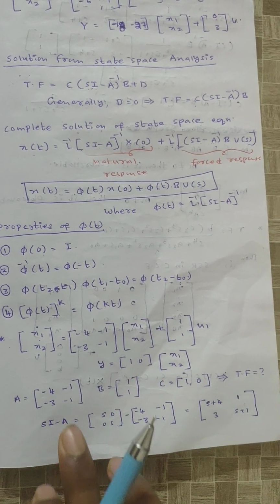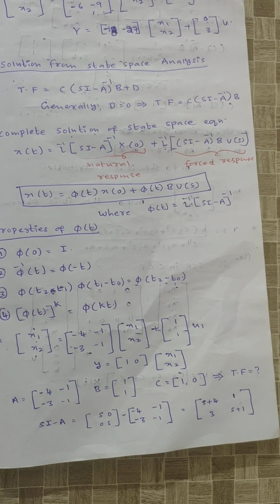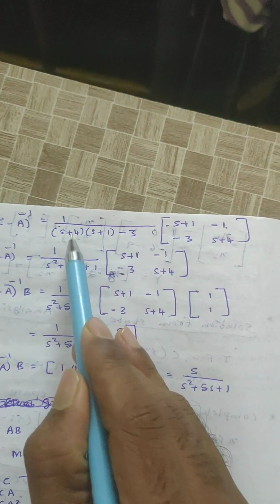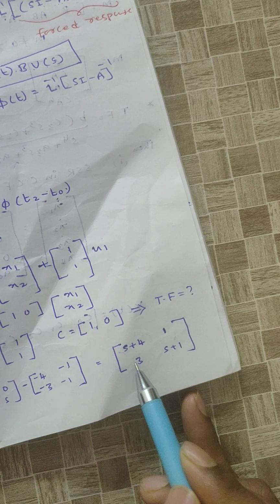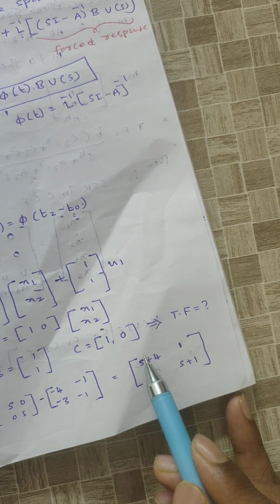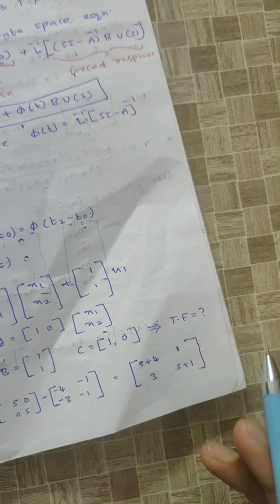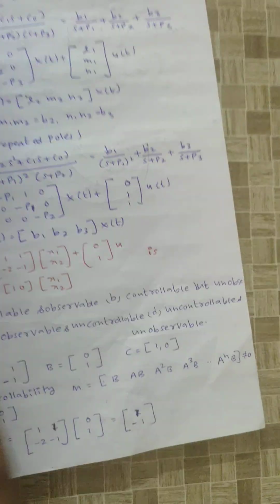Next, I need to calculate sI minus A whole inverse. A inverse is nothing but adjoint A by det A. That formula gives sI minus A whole inverse, and det A is 1 by AD minus BC. For example, s plus 4 is A, 1 is B, 3 is C, s plus 1 is D. Then the determinant will be 1 by AD minus BC, that is 1 by (s plus 4) into (s plus 1) minus, and minus of minus you get plus, so plus 3.